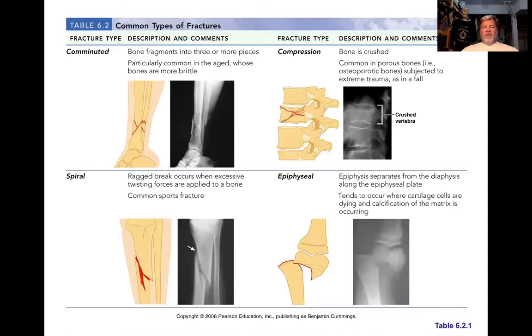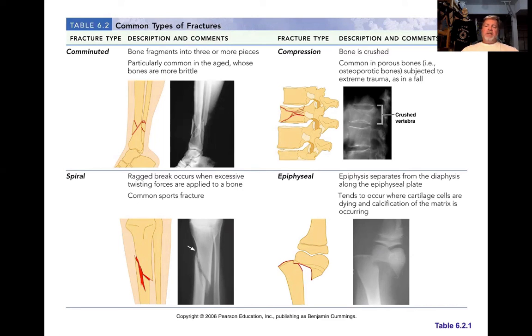I wanted to give you some common fractures. This is table 6.2. So my first one here is called comminuted. Look at all the pieces that we've broken this bone into. So in a comminuted fracture, the bone fragments into 3 or more pieces. And this typically does occur in the elderly.